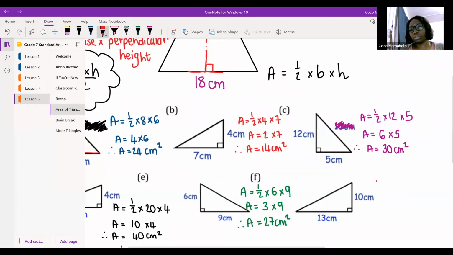Area equals half times 10 times 13. Area equals 5 times 13. Therefore, area equals 5 times 13. Area equals 65 centimeters squared.